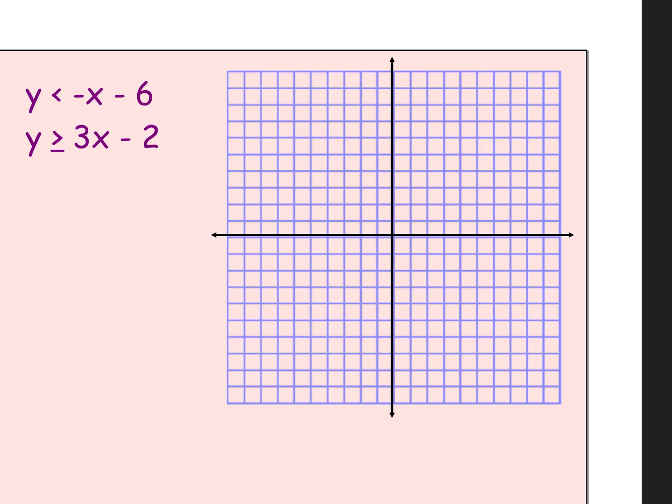To get you started, start at -6. Then rise -1 and run 1. Down 1, over 1. Down 1, over 1. Then figure out if this should be a solid line or a dotted line, and which way you should shade.